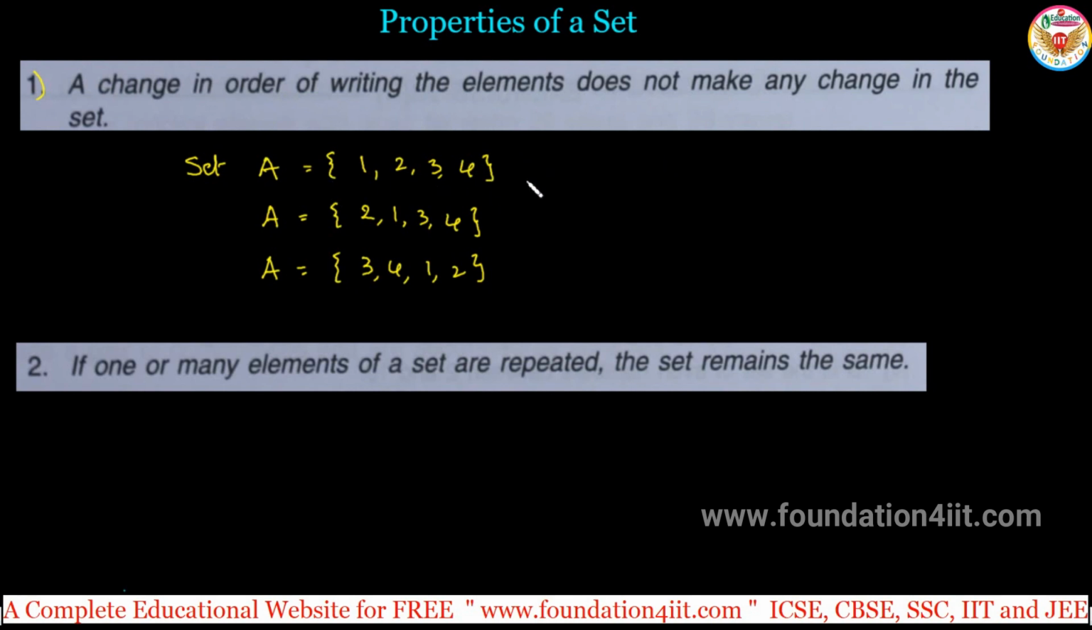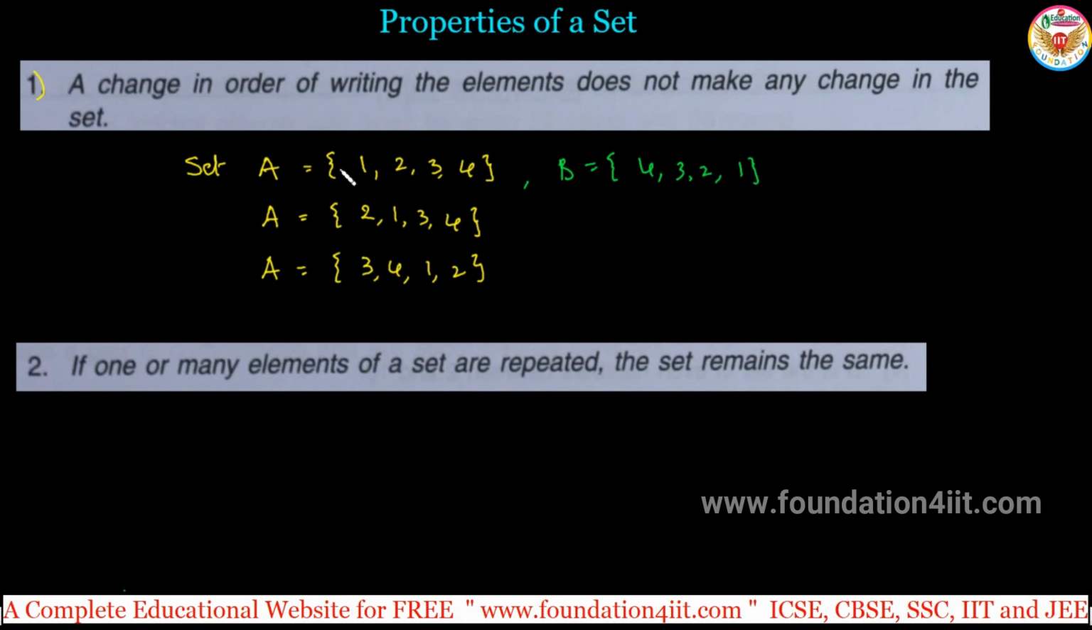So for example, A is this. Now let us take B as one more set, that is 4, 3, 2, 1. That means exactly A and B are same sets. So there is no change, right?